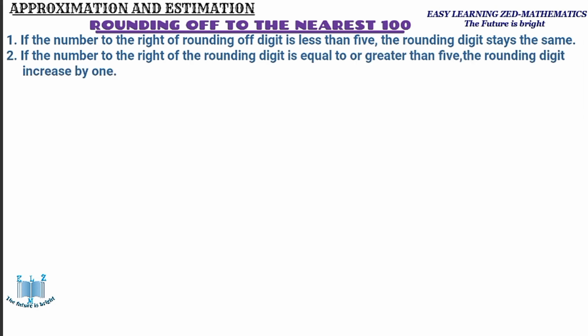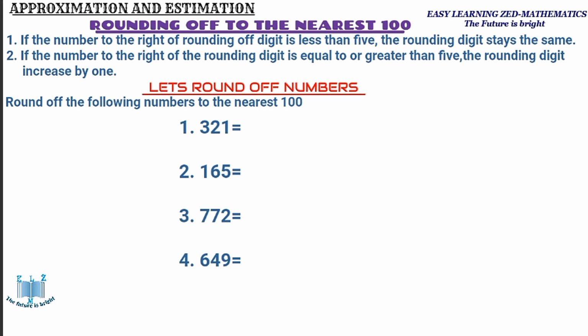The second rule is if the number to the right of the rounding digit is equal to or greater than 5, the rounding digit increases by 1. So these are the two rules we follow when rounding off numbers to the nearest 100. Now let's round off some numbers below.